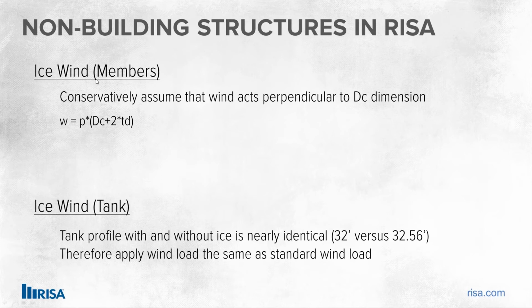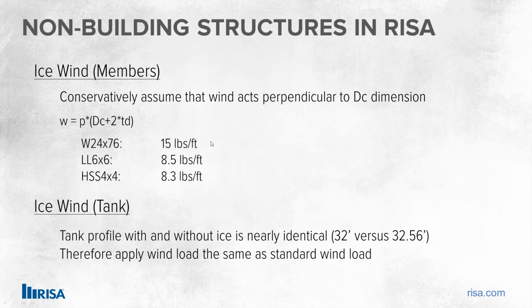So for the members, what we're going to do is we're going to conservatively assume that the wind is always acting perpendicular to that D dimension that we took a look at earlier, that sort of diagonal dimension across there. And that's going to allow us to calculate what that force will be. And so we can see that the wind on the members, using the wind pressure times the size of the member diagonally, plus 2 times the ice thickness, because remember ice can occur on each side of it, is going to come out to be the following loads here.